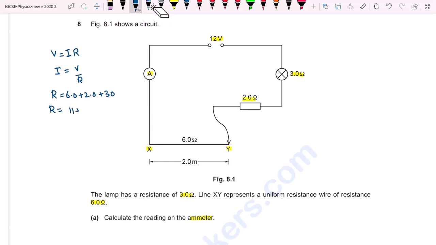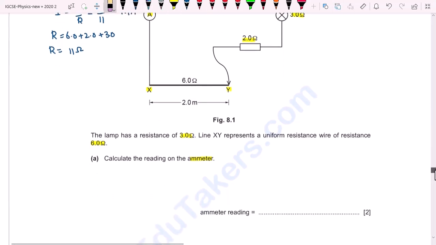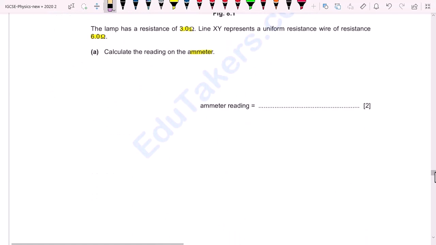Total resistance comes to be 11 ohms. So I write here V is equal to 12 and R is 11. Answer comes to be 1.1 ampere. As current is measured in ampere, that's why I write 1.1 ampere. The reading on this ammeter is 1.1 ampere. So I write here 1.1 ampere. Moving towards the next part of this question.